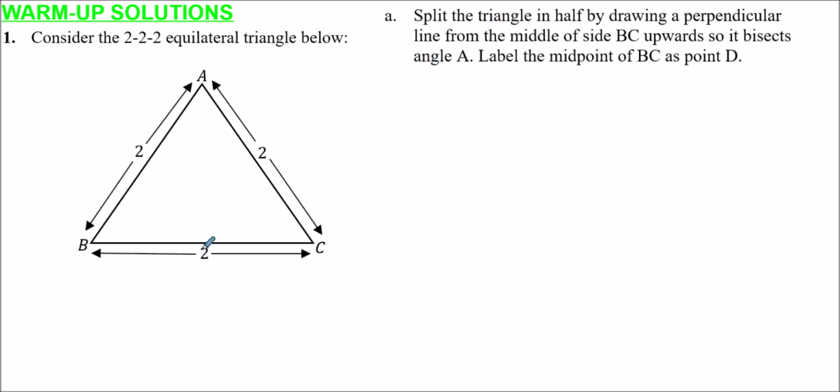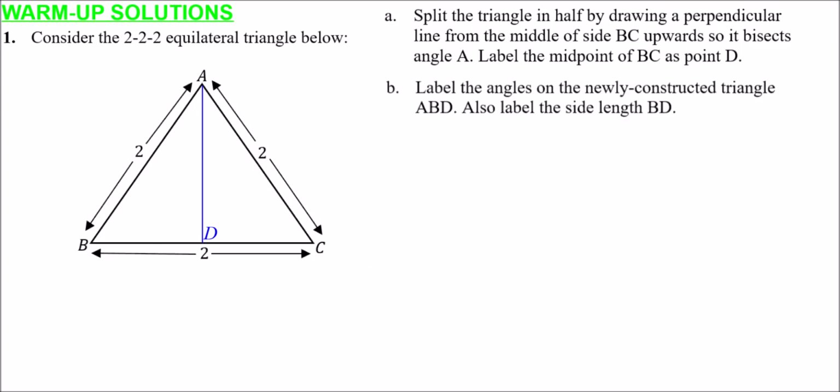So we draw a line going up from the middle of BC all the way up to A, which bisects A. We need to have something like this. The blue line is the angle bisector of A, and point D is a new point we've made, halfway between B and C. Step 2, or part B: we now label the angles on the newly constructed triangle ABD, the triangle on the left. You could use ADC if you wanted, but let's go for ABD here. We also label the side length BD. So we should have something like this.